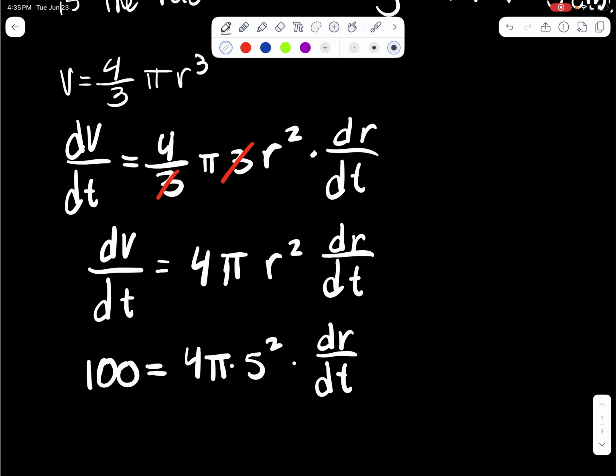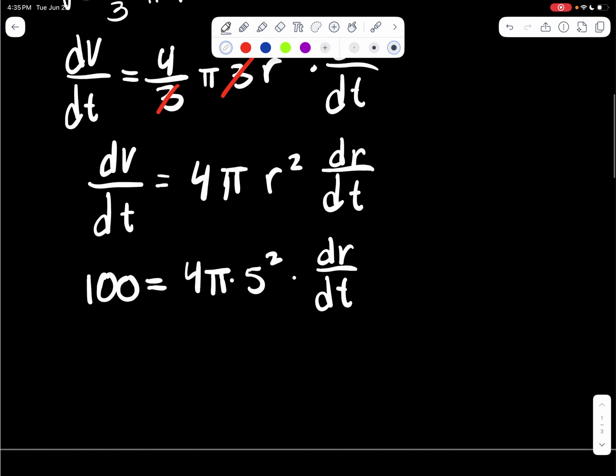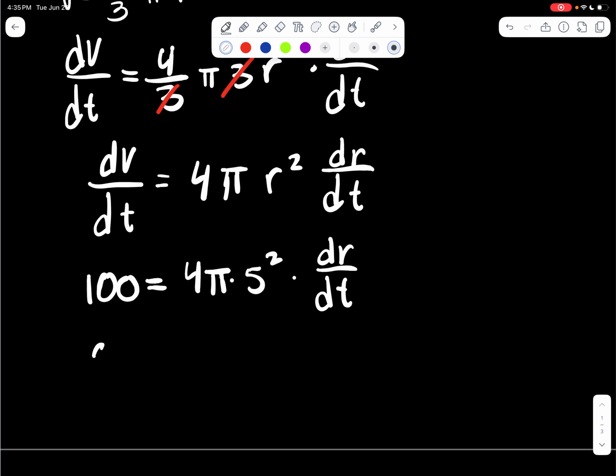Think about it. What is pi? Well, it's 3.14159265358 and so on, and it doesn't stop. But just treat pi like a variable. So we can just multiply the 4 times 5 squared and write that as this. Now, what is 5 squared? This is 25 times 4. That's 100.